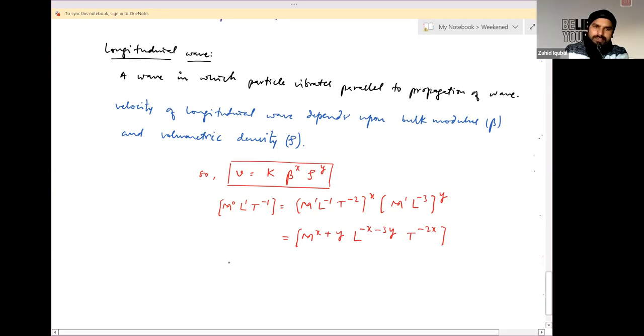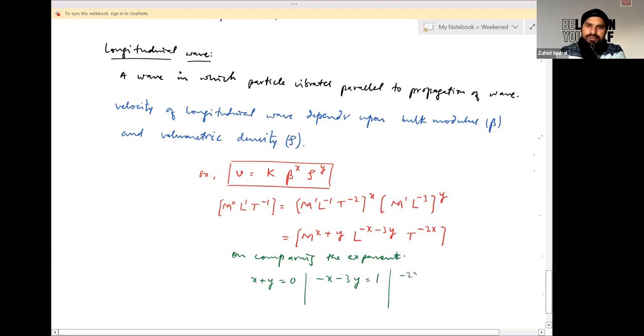So on comparing the exponent of same quantity on both sides, for M we have x plus y equals 0, for L minus x minus 3y equals 1, and for T minus 2x equals minus 1. On solving, you will get x equals one by two. Put this in the first equation, so y equals minus 1/2.